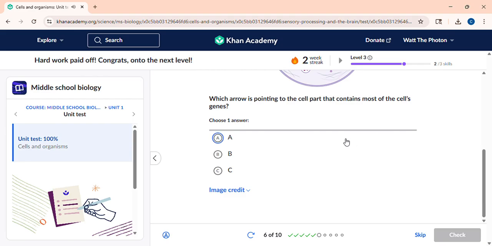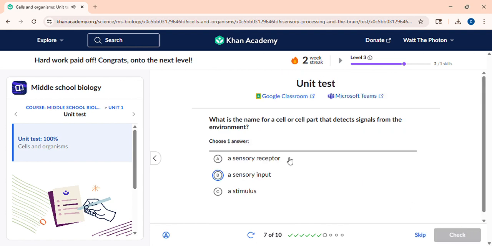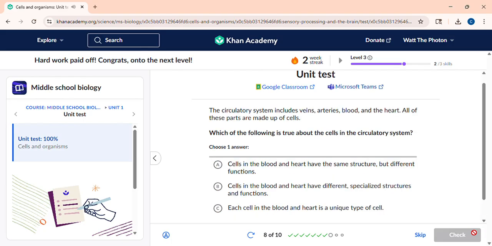What does the arrow point to? It contains most of the cell's genes. Put that as C. What's the name for a cell or cell part that detects signals from the environment? Sensory input. Sensory or receptor sounds better. Let's see, a sensory receptor. I think that sounds right, because sensory input sounds right.